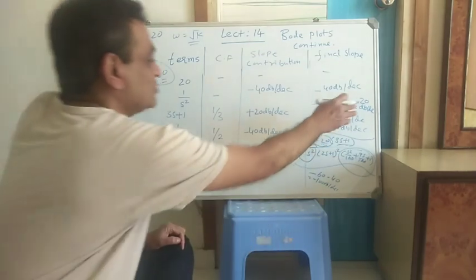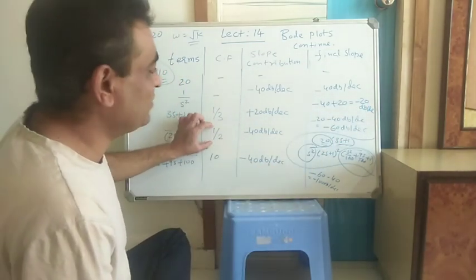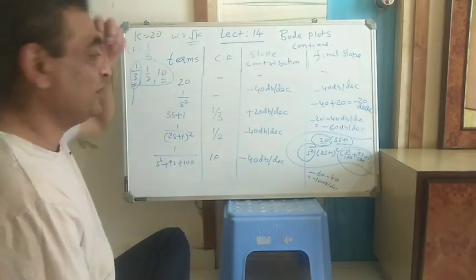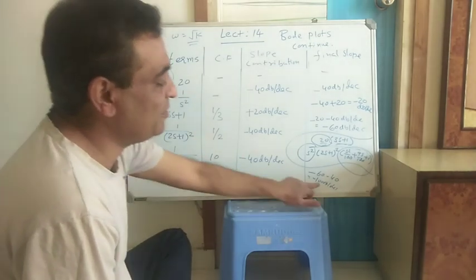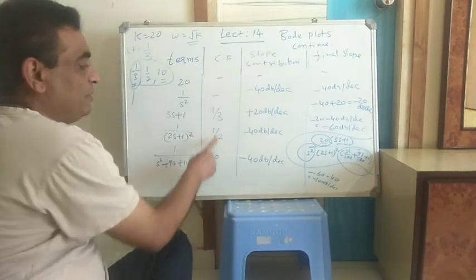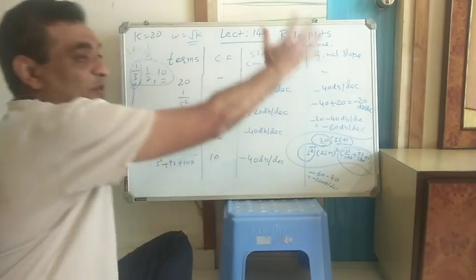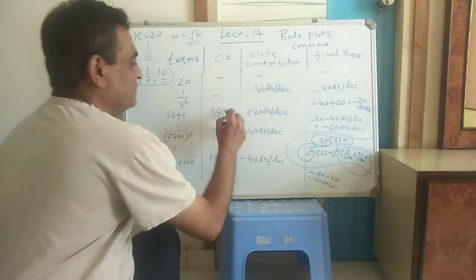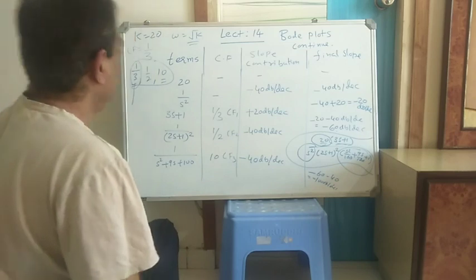Then from minus 20 dB per decade, it will continue till 1 by 2. Then from 1 by 2, the slope will change to minus 60 dB per decade. From minus 60 dB per decade, it will continue till omega equal to 10. Then from 10, the slope would be minus 100 dB per decade. This is how at every corner frequency, 1 by 3, 1 by 2 or 10, the slope of the magnitude plot is changing. Let's say it is CF1, CF2 and CF3.